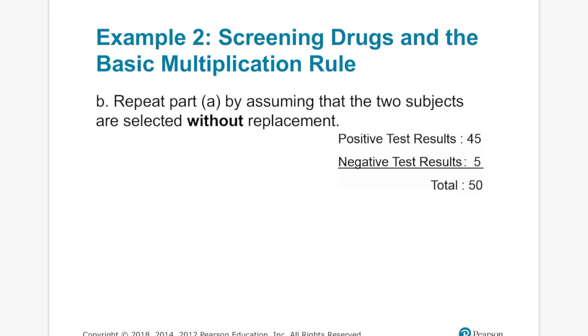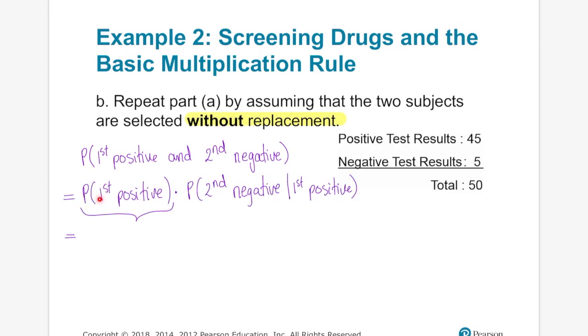B. Repeat part A by assuming that the two subjects are selected without replacement. Keyword, without replacement. That means once the first person was selected, we don't put him back into the group. I want to find the probability that the first one is positive and the second one is negative. I'm using the multiplication rule.